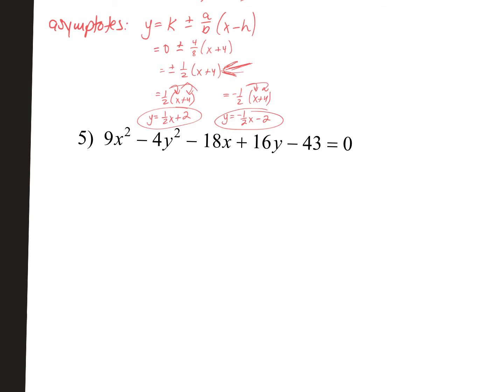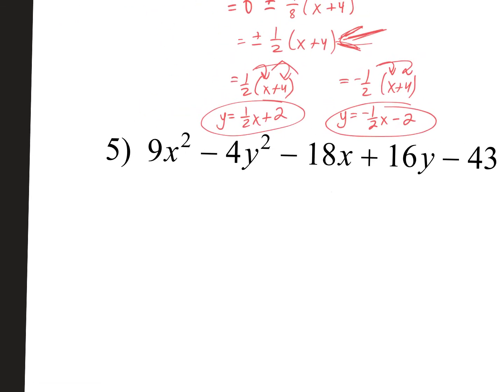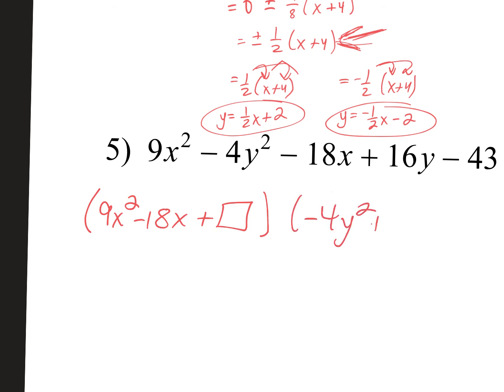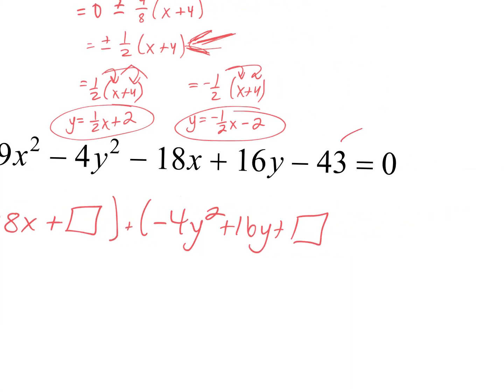What do I have to do? As soon as I see a problem like this, I go, oh, man, I have to do what? Complete the square. This has actually become kind of fun. Keep your X's together and your Y's together. Miss Carver's laughing at me. So I have 9x squared minus 18x plus the box, right? Yes? Okay. And then I have minus 4y squared plus 16y plus the box. And then what am I doing with 43? Yep, we're going to add it to the other side.